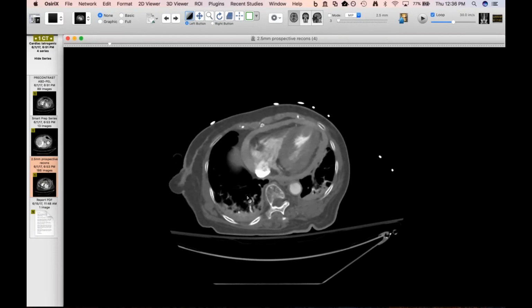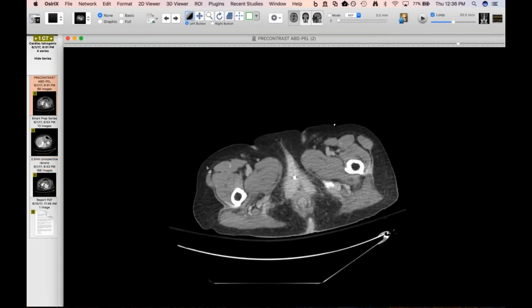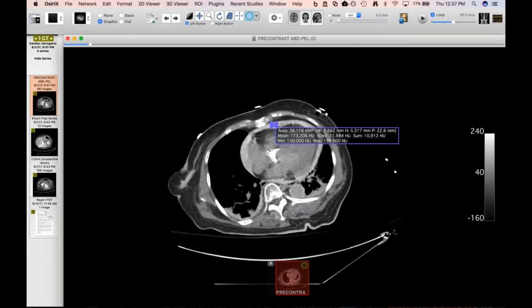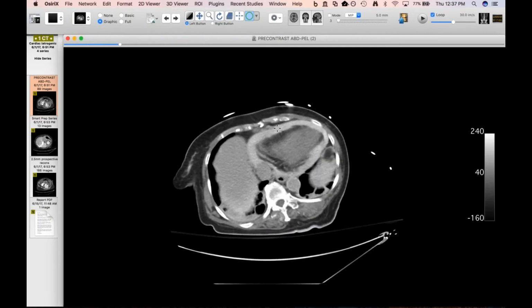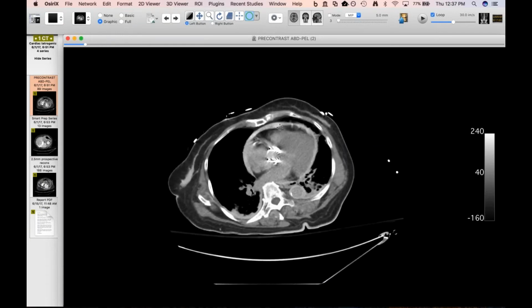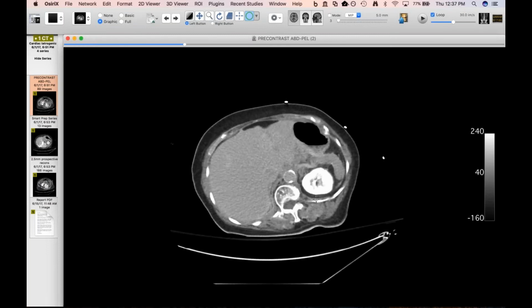So how high was the attenuation in that originally? I think it's over 100 Hounsfield units. Let's see. So it has to be contrast then. Right. Yep. Yeah, it's 173. Yeah, they injected contrast during the performance of the TAVR. Yeah. During the placement of it. And something happened. Right, but what's really interesting.